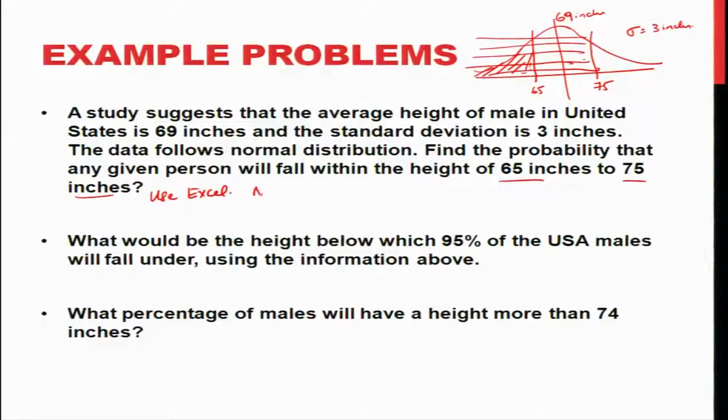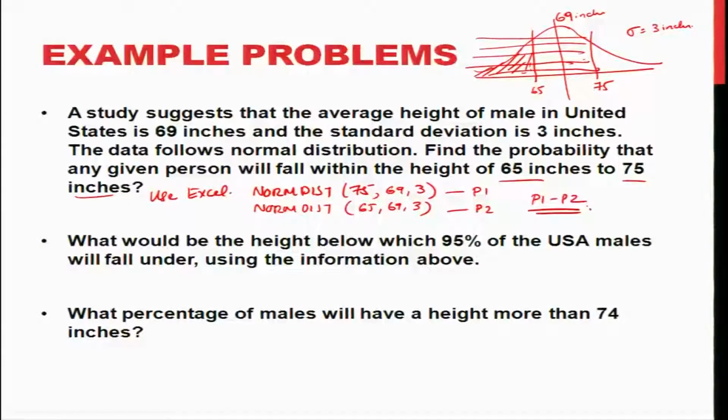and find norm dist of 75 with mean of 69 and standard deviation of 3, and in the same way norm dist of 65 with mean of 69 and 3. You will get the P1 and you get the P2. These are the cumulative probabilities, and so P1 minus P2 will give you the resultant probability.